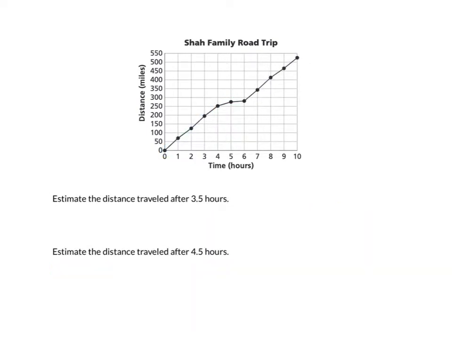Alright, now we're just going to make some estimations. So we're going to look for the distance traveled after 3.5 hours. So at 3.5 hours, I'm going to follow that up to where the line is. And now I'm going to follow it over and it looks like it's hitting right in between 200 and 250. So I would estimate that it's approximately 225 miles.